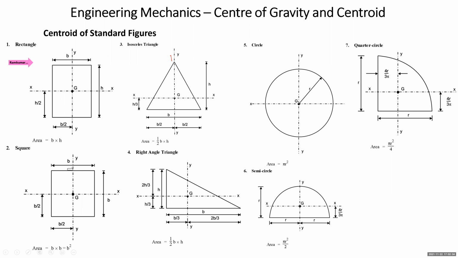Now come to the square. It is of size b by b. Area is b into b, that is b square. Area of the rectangle was b into h. The centroid of the square will lie at mid width and mid height. Now, here we need to understand that any axis that passes through the centroid is called a centroidal axis. The horizontal centroidal axis is referred to as xx. The vertical centroidal axis is referred to as yy.